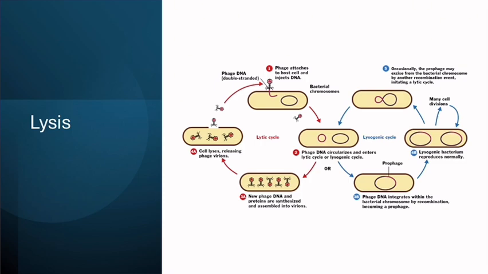There are two main ways viruses replicate: lytic and lysogenic. Lytic viruses work fast. They replicate quickly and cause the infected cell to burst or lyse, releasing new viruses to infect more cells. Lysogenic viruses integrate their genetic material into the host cell's DNA and lie dormant.